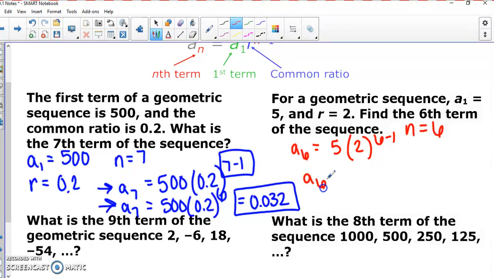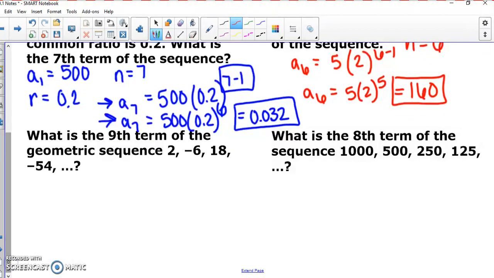Okay, so into my calculator, I'm going to type in 5 times 2 to the power of 5. And I can punch all that into my calculator, and I should get 160. Now remember, if you're doing this without a calculator, you need to remember your order of operations rules and make sure you do the power first, and then you would multiply. But either way, you should get 160 for your sixth term.